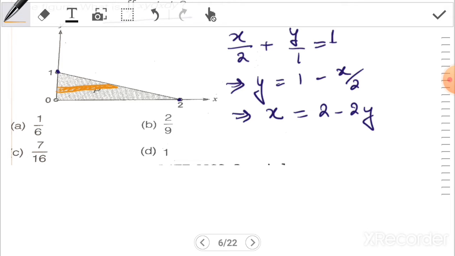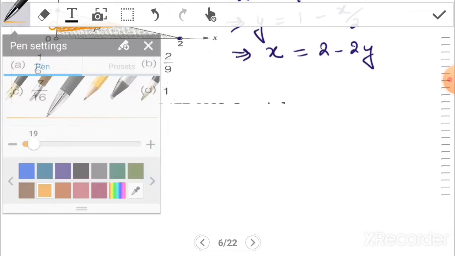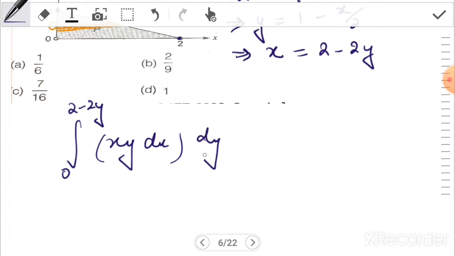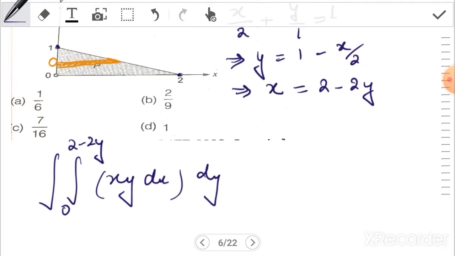Right? So y is constant and x is varying from 0 to 1, where the end point lies on this straight line. So x is varying from 0 to 2 minus 2y, of xy dx dy, and y is varying from 0 to 1.